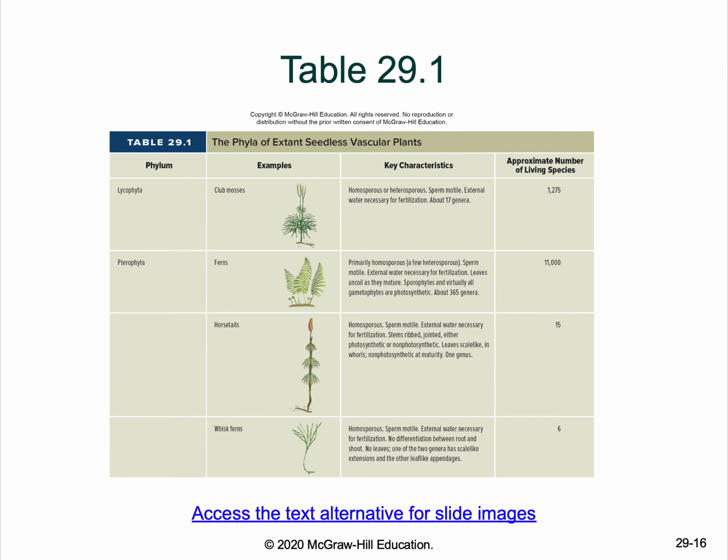Here are the phyla, Lycophyta and Pterophyta, and then different types of examples. We mentioned some of these earlier, but notice how these are significantly taller. It might be hard to see from these diagrams, but in comparison to a moss, a bryophyte, which would be the mosses or the liverworts or hornworts, these are significantly taller because they have that vascular tissue. And then also notably, they want you to know that ferns have several different types of species. They have 11,000 species of fern. So this is going to be the plant that has the most diversity.